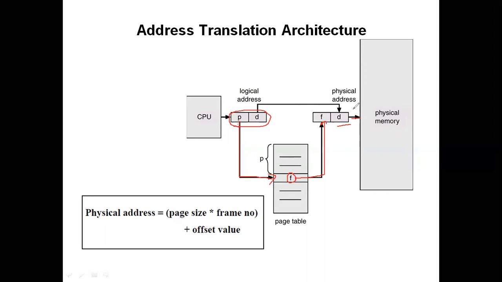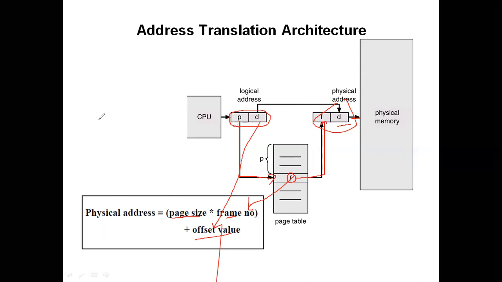How is this physical address calculated? We pick up the frame number from the page table, multiply this frame number with the page size, and add the offset value. This offset value D is added here, and that will give the exact memory address.